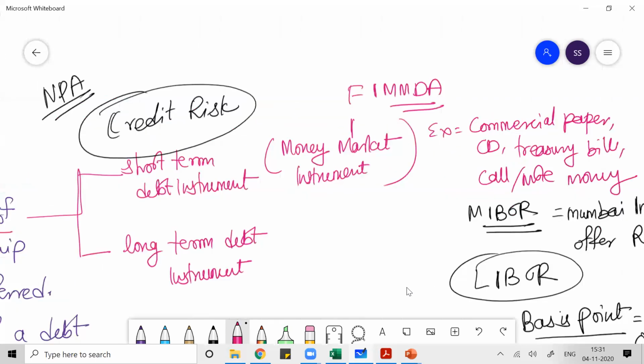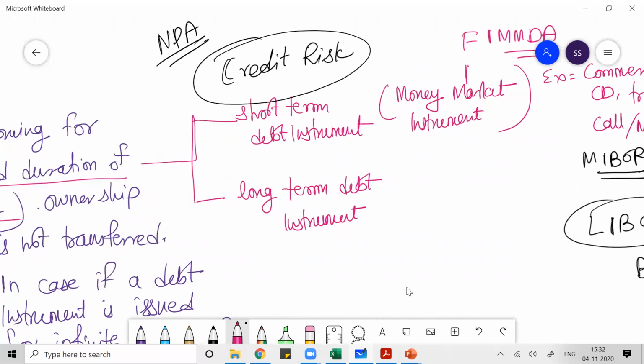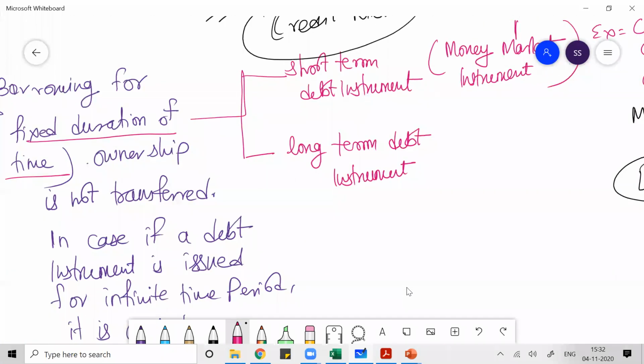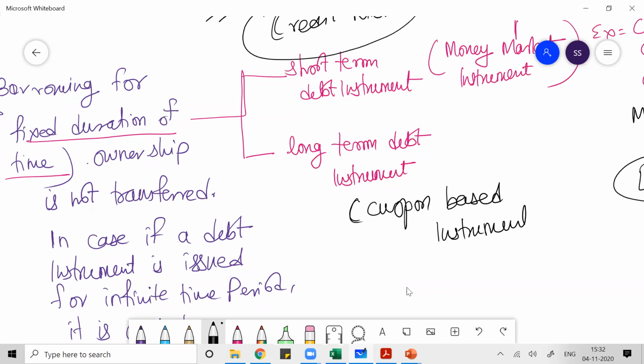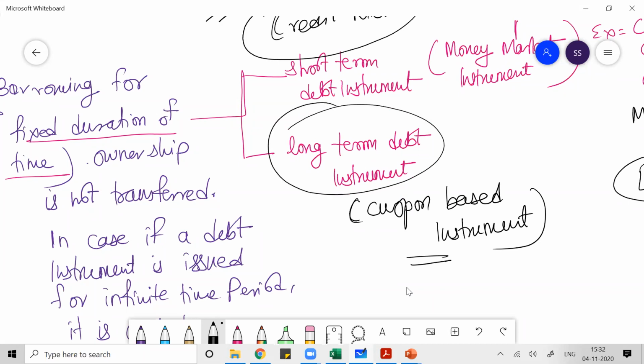Okay, so when we talk about long-term debt instruments, they're basically coupon-based instruments, where the coupon is always calculated on the face value. And I told you, long-term debt instruments can be issued at par. At par means their price is equal to face value.